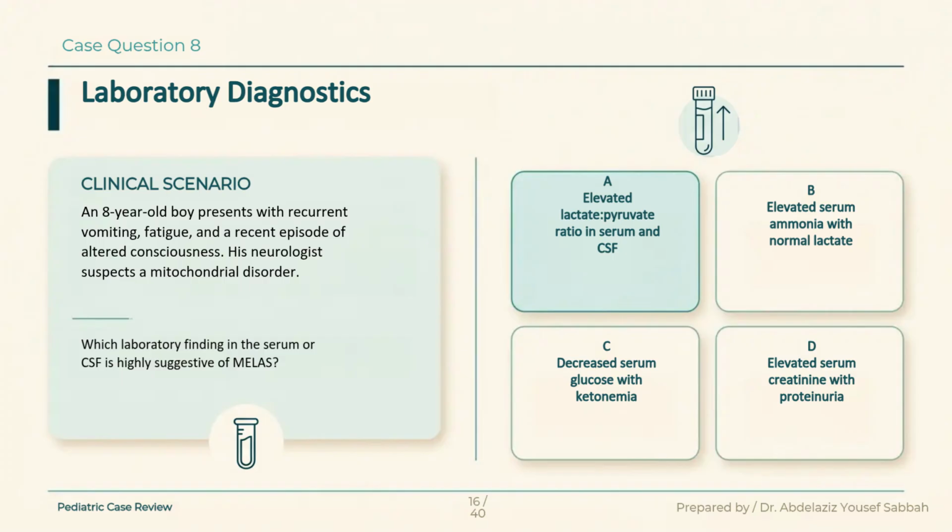Our eighth case. An 8-year-old boy presents with recurrent vomiting, fatigue, and a recent episode of altered consciousness. His neurologist suspects a mitochondrial disorder. The question is, which laboratory finding in the serum or cerebrospinal fluid is highly suggestive of MELAS? Option A, an elevated lactate to pyruvate ratio in serum and cerebrospinal fluid. Option B, elevated serum ammonia with a normal lactate. Option C, decreased serum glucose with ketonemia. Option D, elevated serum creatinine with proteinuria.